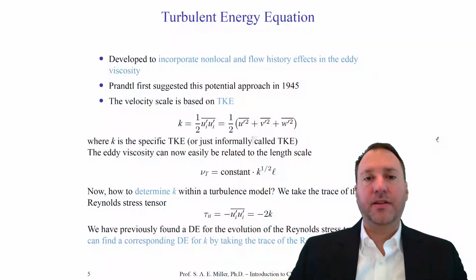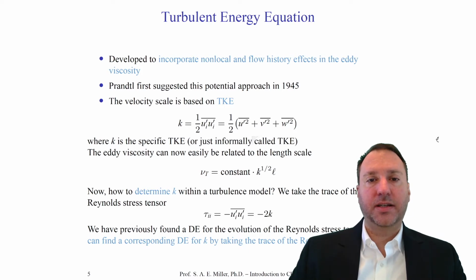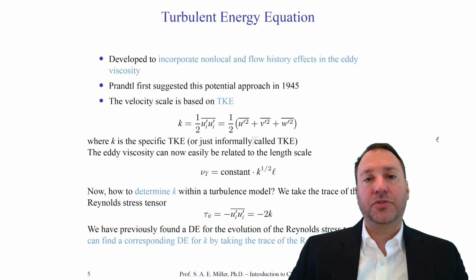This was developed to incorporate non-local quantities and statistics, that's no longer one-point statistics technically, and flow history effects in the eddy viscosity. So Ludwig Prandtl also suggested this type of equation. He did this in 1945, and if you remember, he developed the boundary layer theory in the early 1900s. So he was a very active researcher in fluid dynamics over many decades, continually making excellent achievements, certainly worthy of the Nobel Prize.